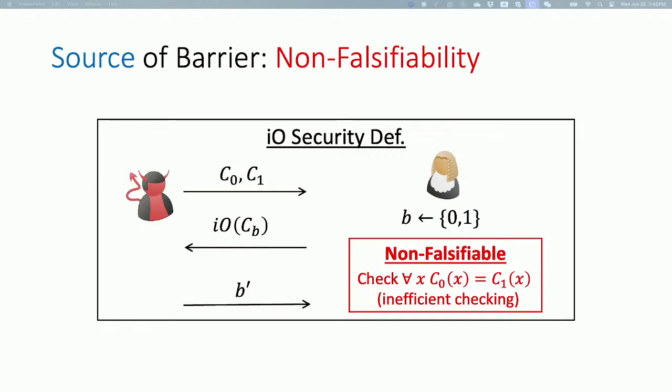So we are going to call security definitions with this kind of inefficient challenger non-falsifiable definitions. Note that most of the standard cryptographic assumptions can be viewed as falsifiable assumptions. For example, in the factoring assumption, you can formalize a challenger where the challenger just checks if the factorization is really a correct factorization of a big integer.